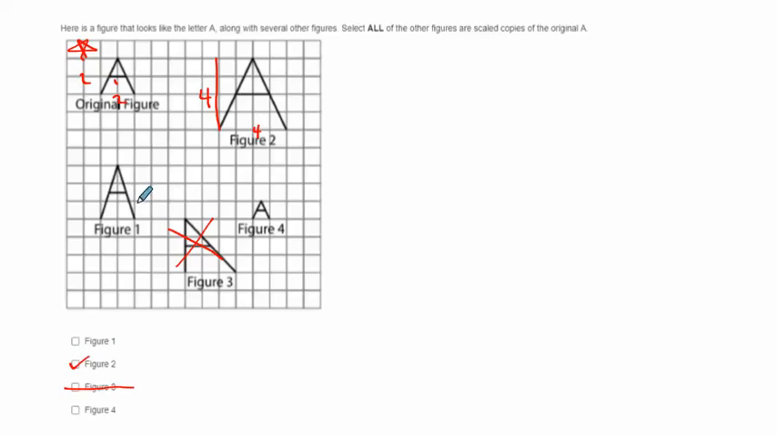Okay, let's look at this one here. I'm going up 1, 2, 3, but it looks like this is about the same, so that's not going to work. I changed my length here, but not this one, so that doesn't work. Let's try this one. This is a 1 by 1, and that looks to be about half of it, so that one looks good too. So I would say figures 2 and 4 work. Okay, let's go to the next one.